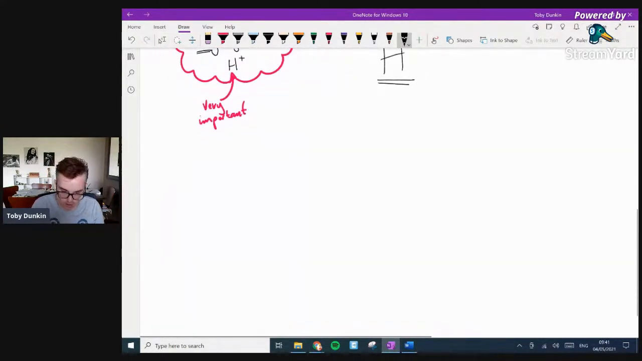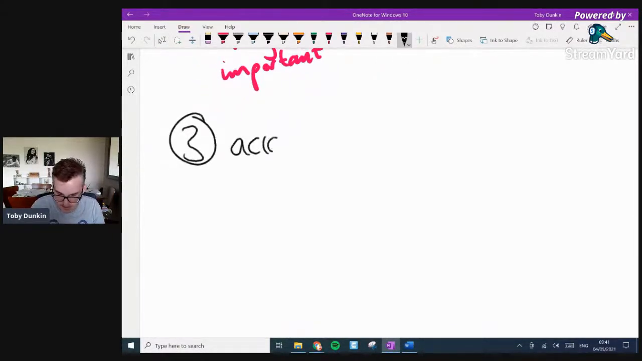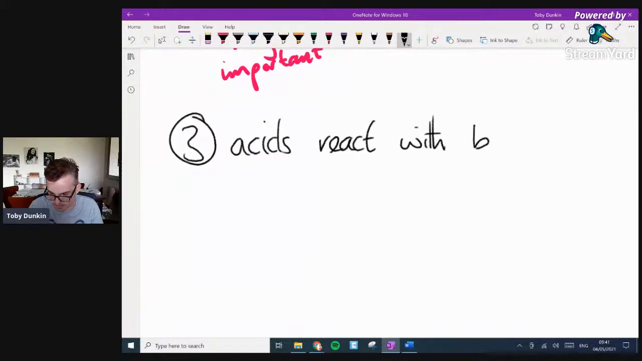And this one's an odd one. Number 3. Acids react with bases.